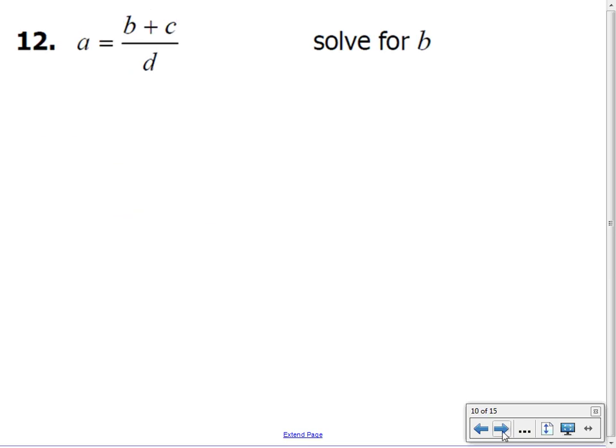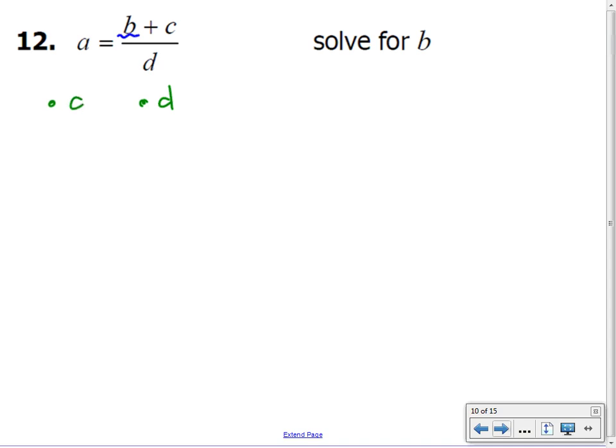Number 12, what I want you to be really careful of here is we're solving for b, but I want you to notice that the b plus c is all being divided by d. So when we're trying to solve for b, we need to get rid of that divide by d first. So we're going to multiply each side by d.